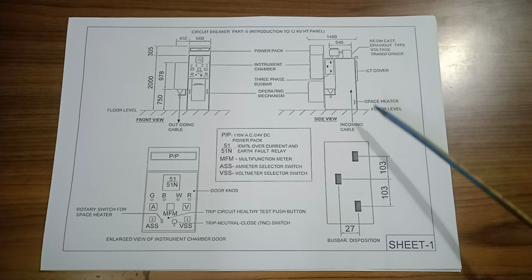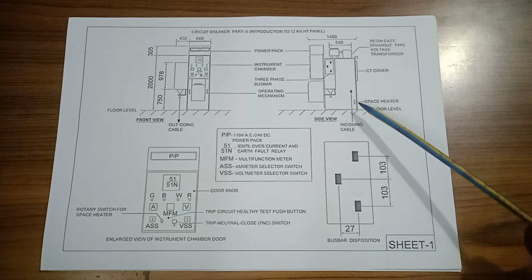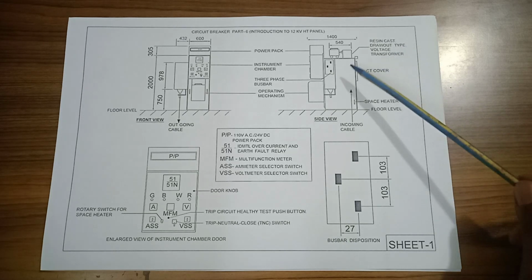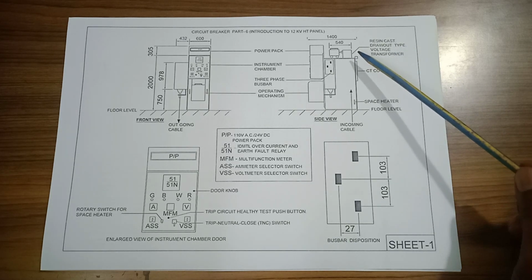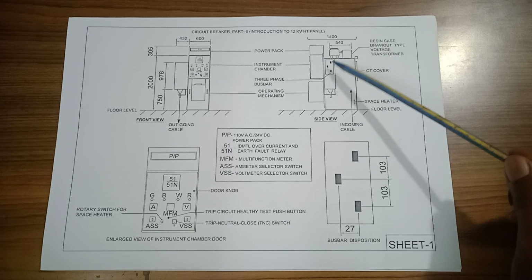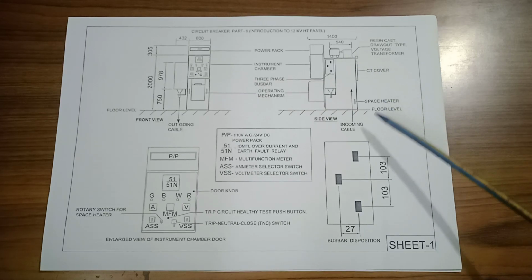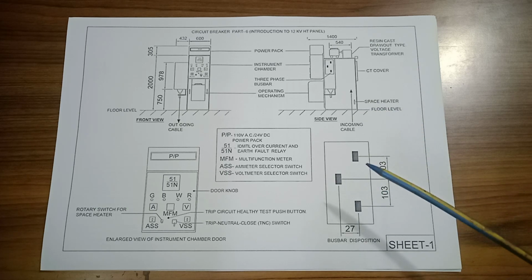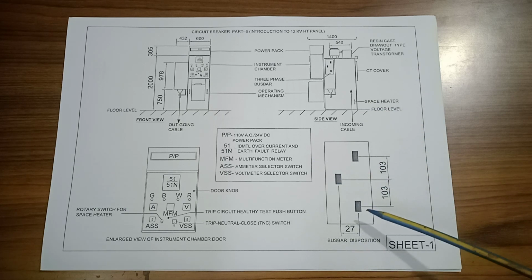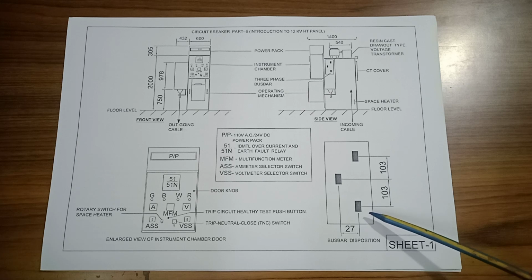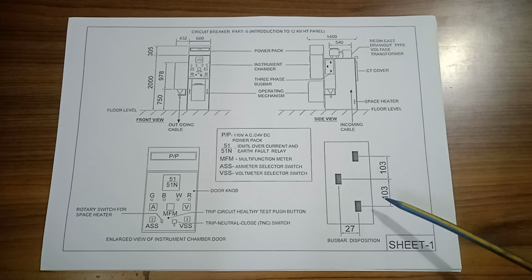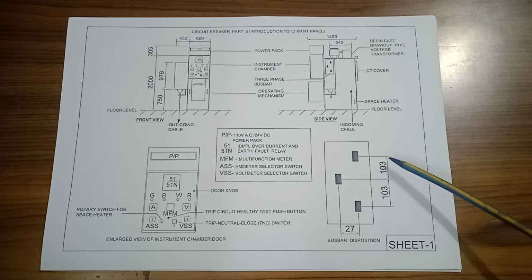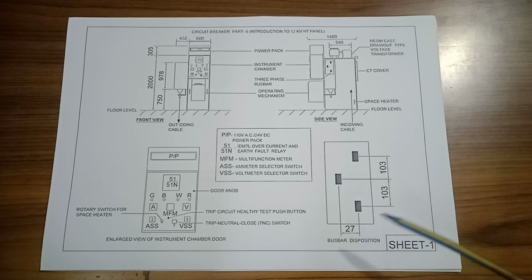Here is the side view. The incoming cable is there. Resin cast dry type voltage transformer PT, 3-phase bus bar, and here is the space heater. And here is the bus bar disposition: 103 mm, 103 mm, and this is 27 mm.